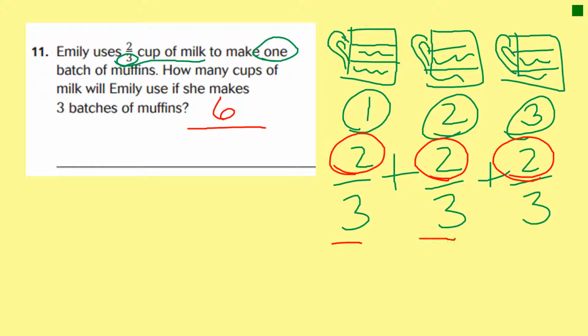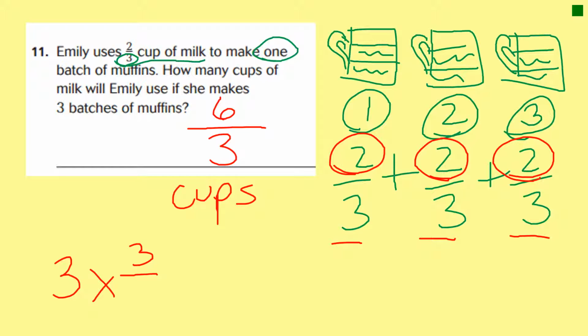6. Denominator didn't change. 6/3 cups. Right? So here's how we would write that. As a whole number times a fraction. Oh goodness, I meant to write a 2. 3 times 2/3. That is like the worst 2 ever. Hold on. There we go. 3 times 2/3. 3 times 2 is 6/3.